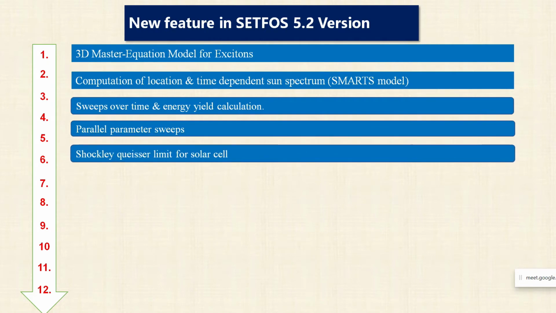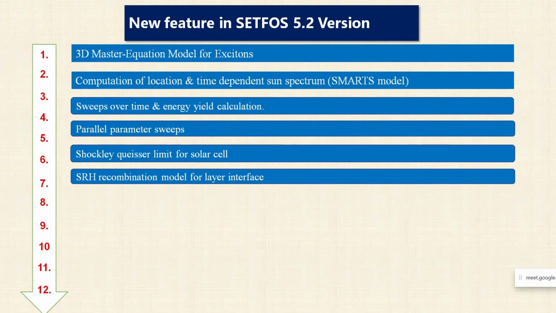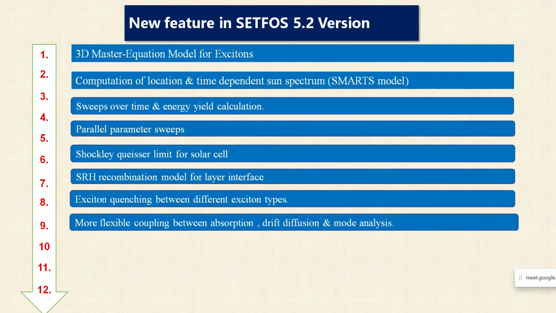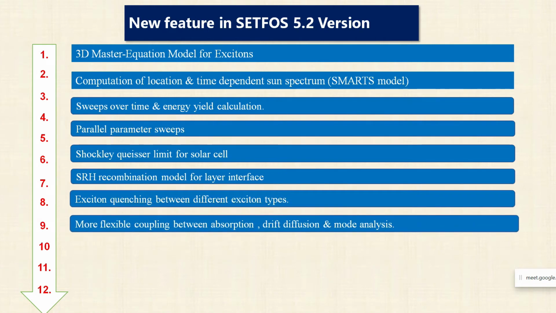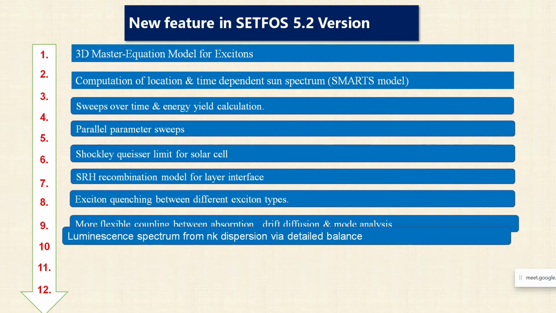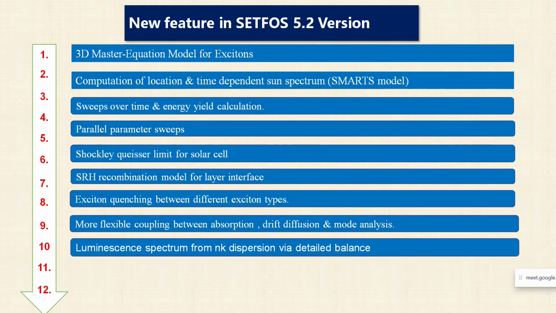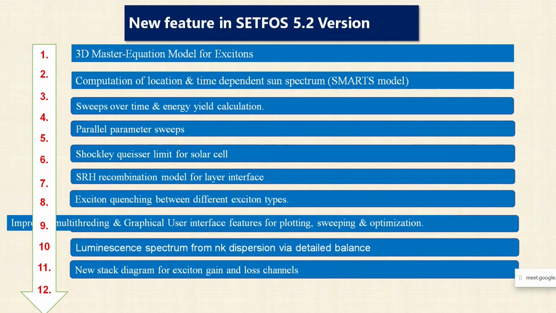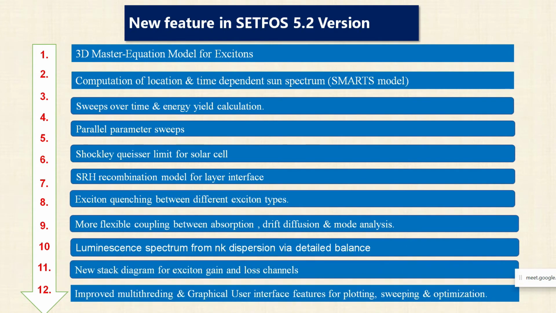Parallel parameter sweeping, and Shockley-Queisser limit models are there for solar cells. An SRH recombination model for the layer interface, an exciton quenching model for different exciton types, and more flexibility between absorption, diffusion, and mode analysis. Luminance spectrum from n-k dispersion, a new stack diagram for gain and loss channels, improved multi-threading, and a graphical user interface that is very easy and attractive for plotting, sweeping, and optimizations.